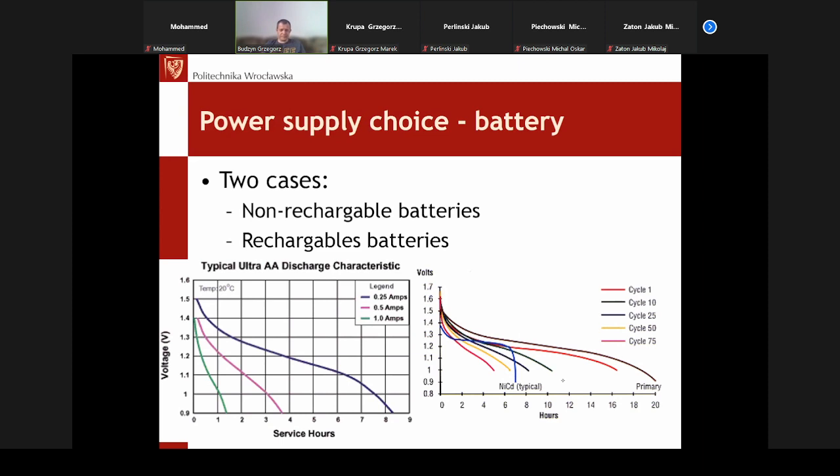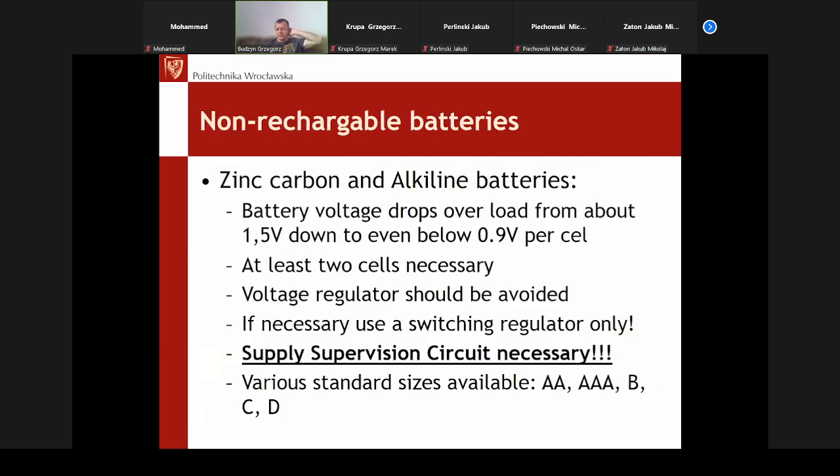These are the standard technologies. Those batteries, zinc carbon and alkaline, you can find in shops everywhere. They are available in a variety of sizes. With these non-rechargeables, we can count on 1.5 volts from the beginning, and then the cell voltage can drop even below 0.9 volt per cell.